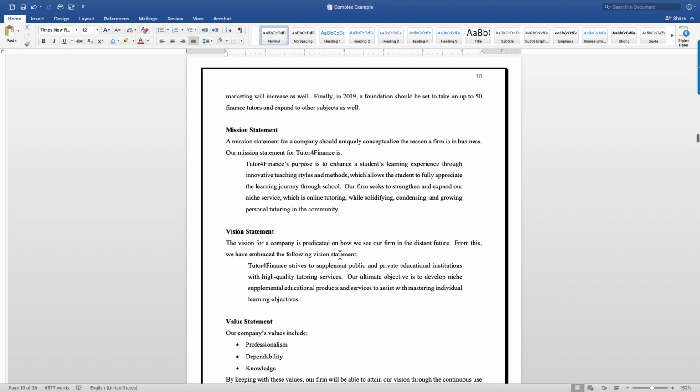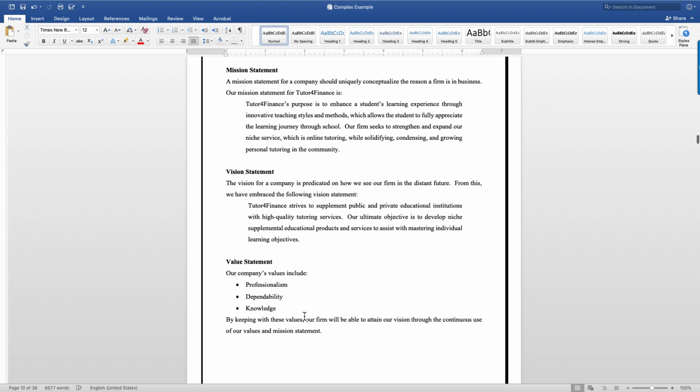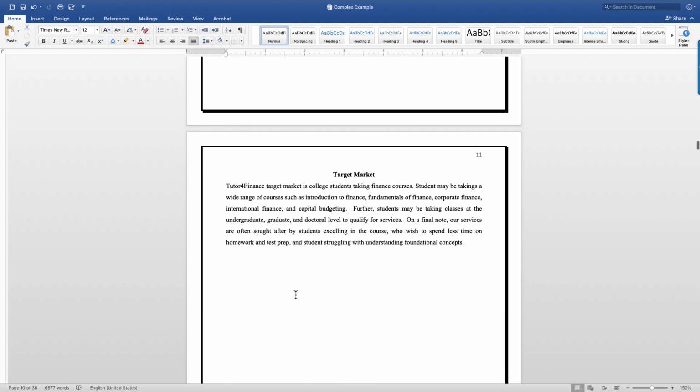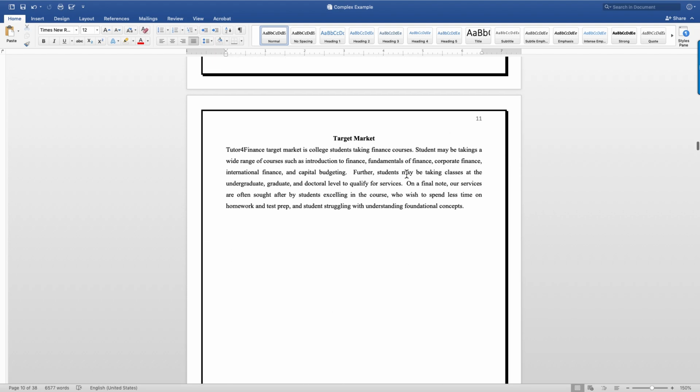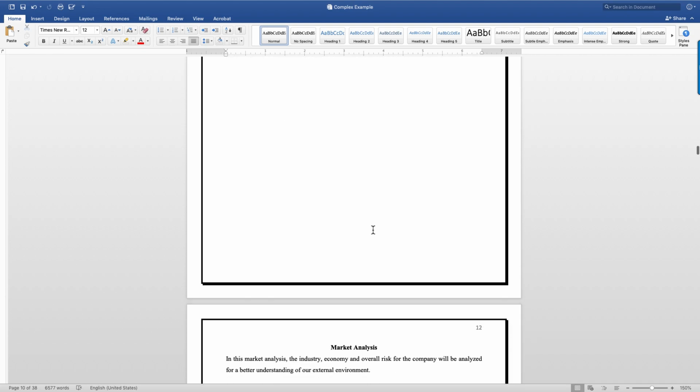And then we do come up with a mission statement, vision statement, and a value statement. If you don't have this information, I can put something together for you, and it can always be revised a little bit later. Target market, who's going to be your main audience? Sometimes it's a broad target market, sometimes it's a narrow target market like college students.